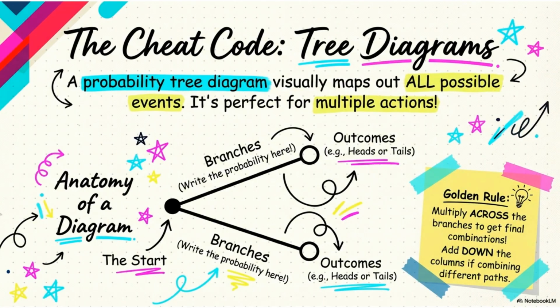Tree diagrams are a powerful tool to map out all possible events, especially when dealing with multiple actions. Multiply across the branches for combinations, and add down the columns if you are combining different paths.